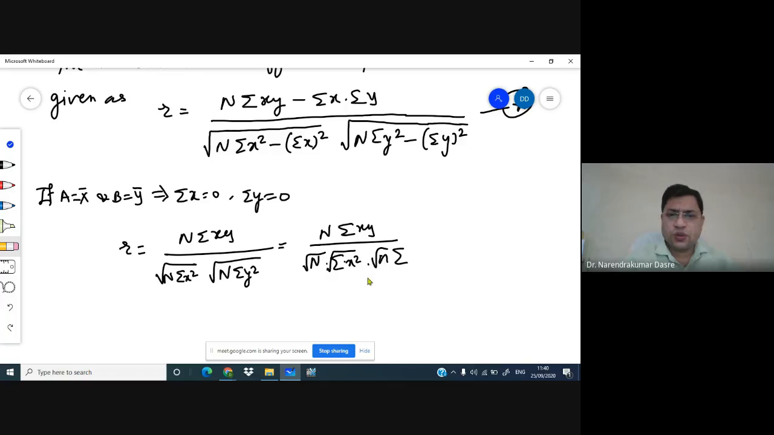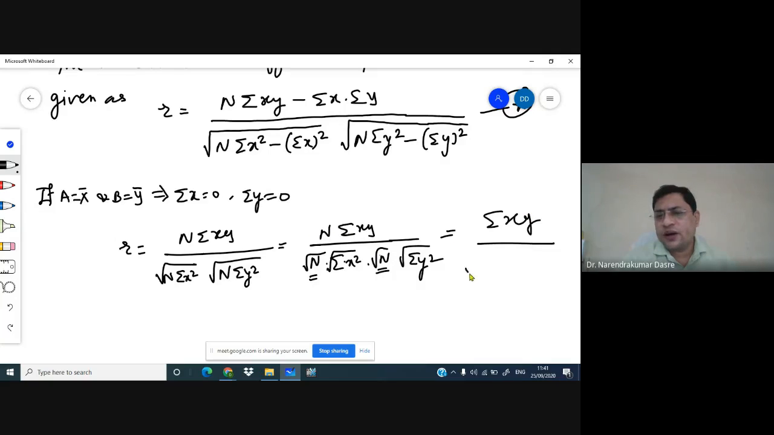Okay, so what we'll get here? So this is root n times, then we have this root of summation y square. Now this root n and this root n will become n, and this n will get cancelled, and you will be having summation xy upon square root of summation x square into square root of summation y square.